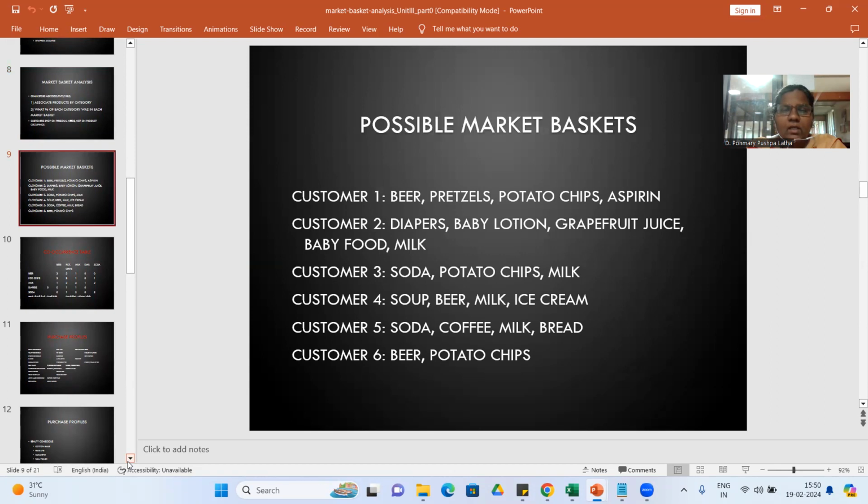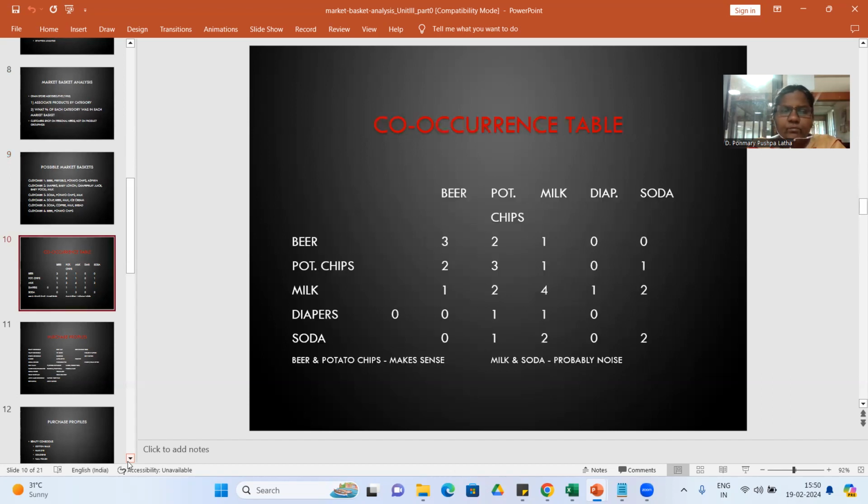Suppose there are many transactions. Customer one buys beer, potato chips, aspirin. Customer two buys diapers, baby lotion, grapefruit juice, baby food, milk. Customer three can buy other things. Like this, a variety of customers have different lists, right?